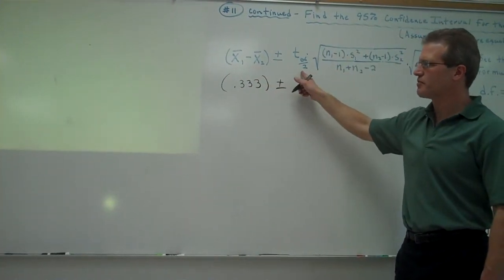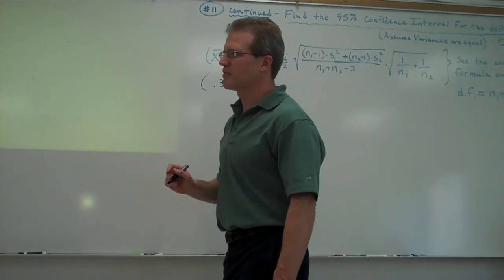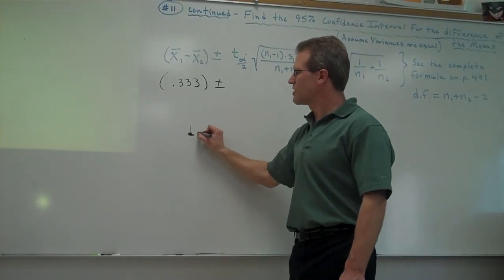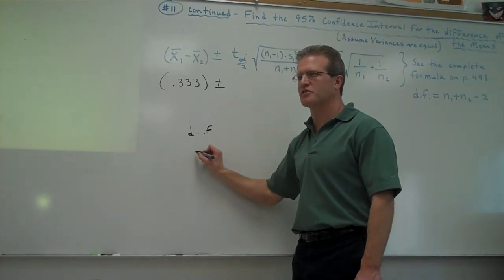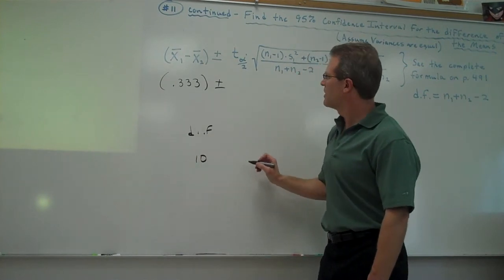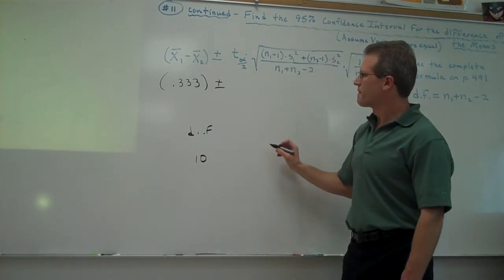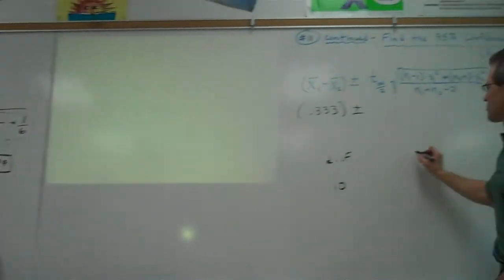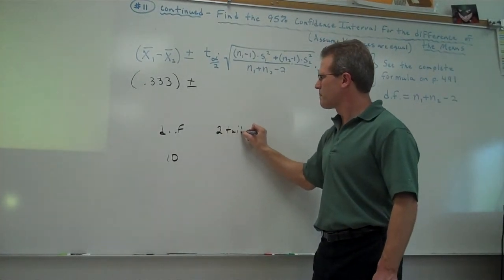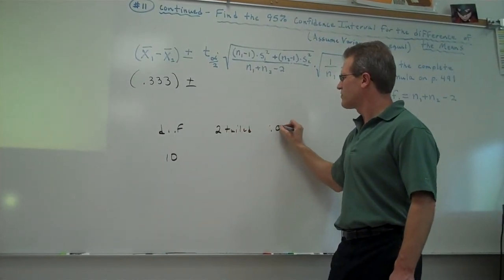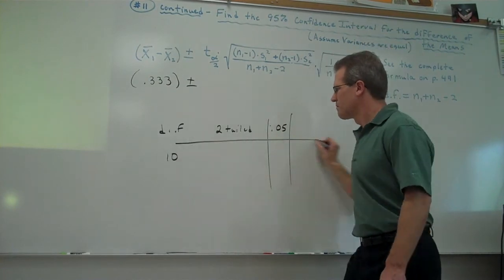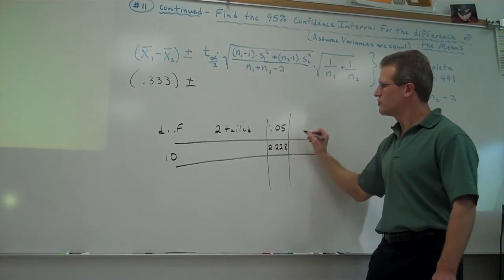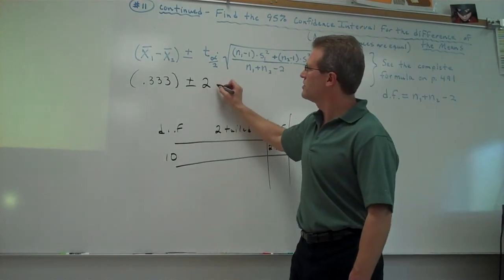Our t-score. We haven't figured out our t-score yet. You need to go into your t-chart, go to degrees of freedom of what again? 10, right? 6 plus 6 minus 2 is 10. And it's two-tailed, and alpha is 0.05. So look at two-tailed and alpha of 0.05, 2.228. Okay, that's your t-value, t-score.